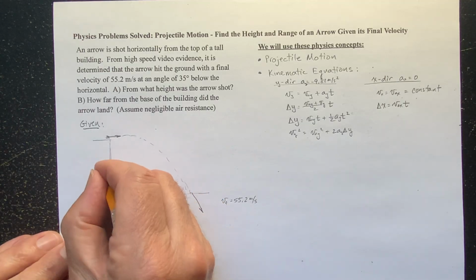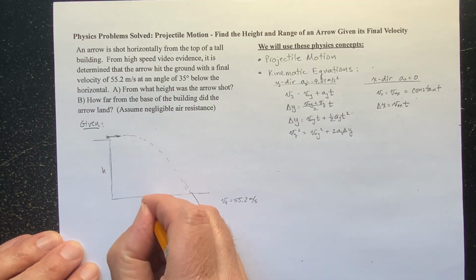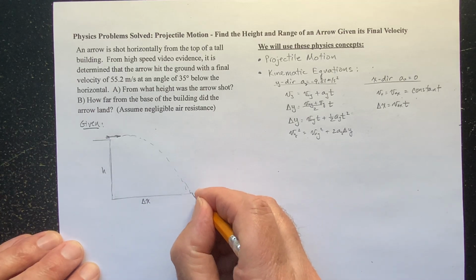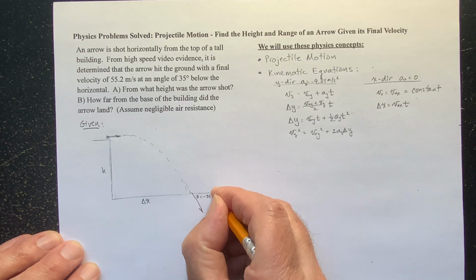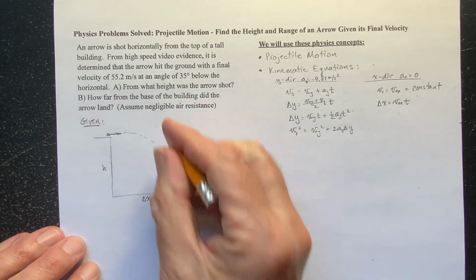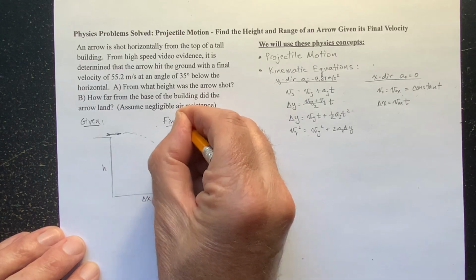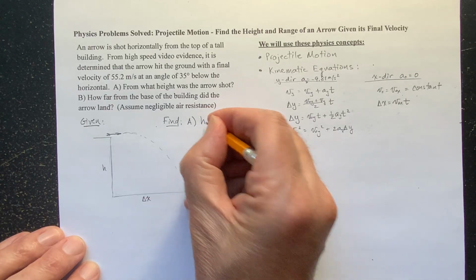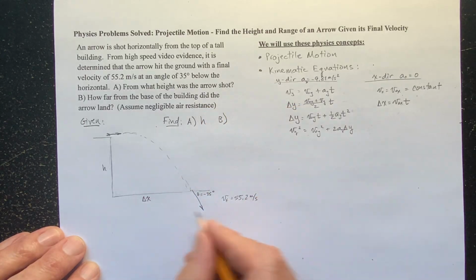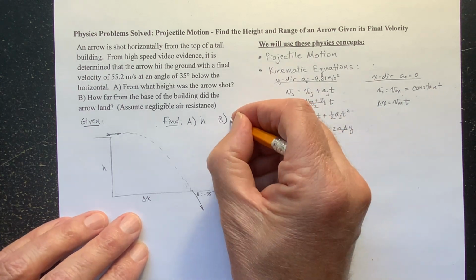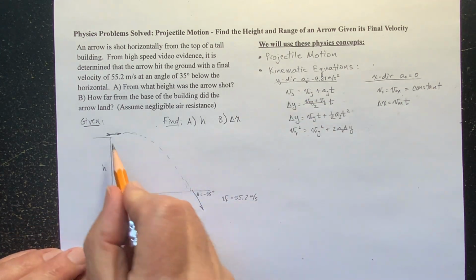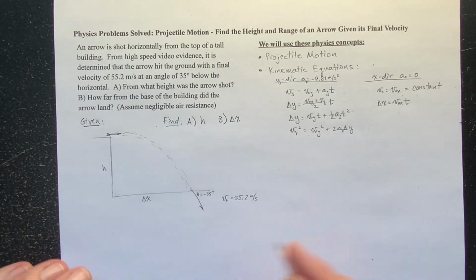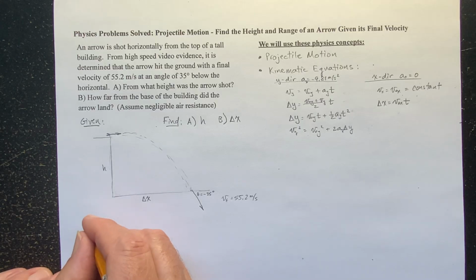Okay, so we have height, we have range here, delta x, and we know this angle. This angle theta is negative 35 degrees. Okay, and so what are we trying to find? Well, for part A, we want to know what is this height. And then for part B, we want to know what is delta x? What is the range? Sometimes that's called the range of the projectile. So that's not 35 degrees, but oh well. It's just a sketch, right? Help visualize what we're doing.